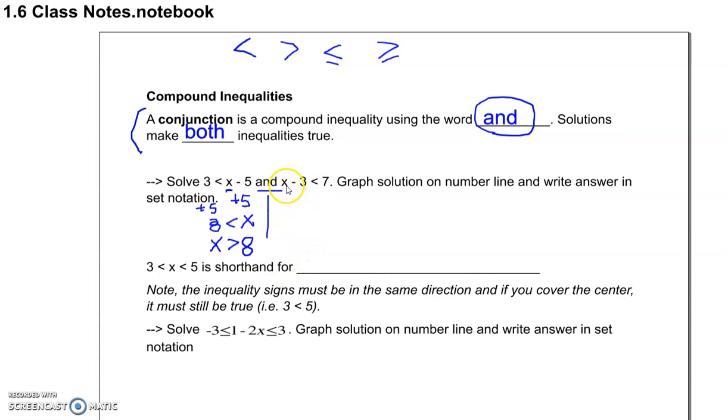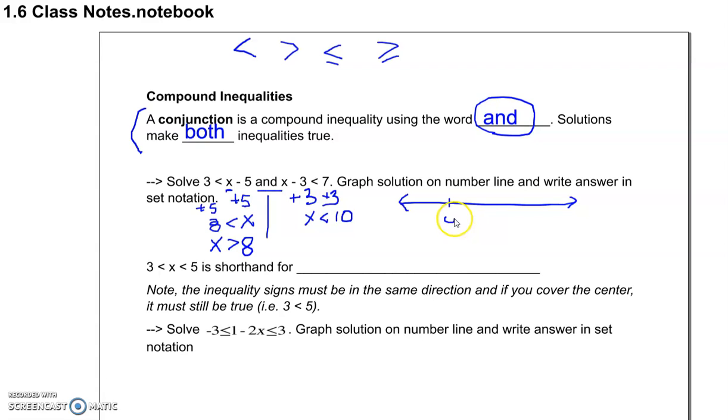Now let's look at the other side. x minus 3 is less than 7. We solve this just like we would if it was an equation. We would add 3 to each side. And we get x is less than 7 plus 3, which is 10. So let's just take a look on a number line. I think that's a good way to see what numbers make both true.